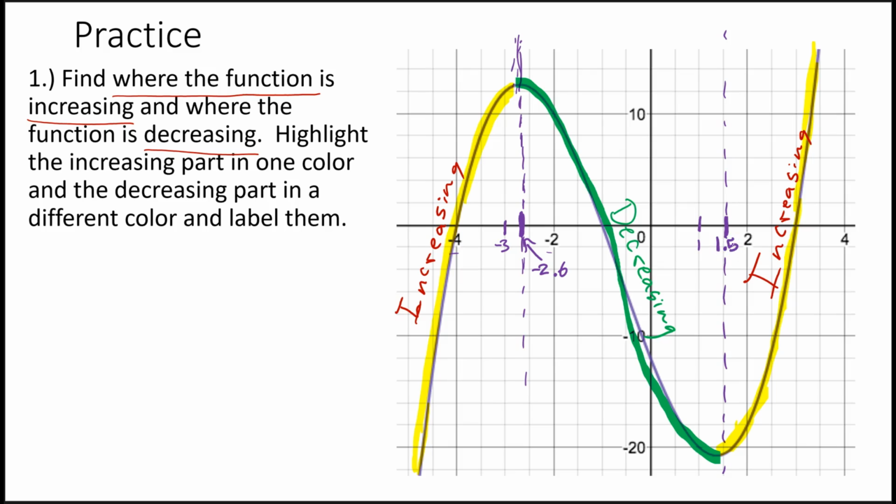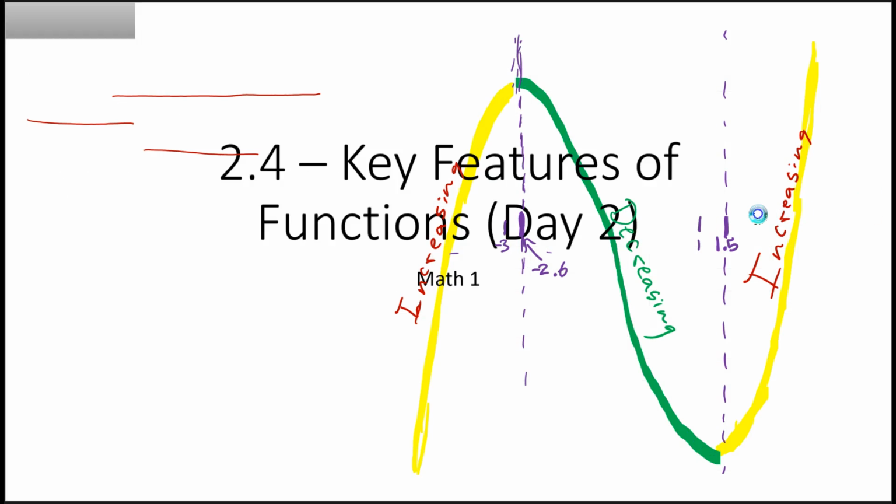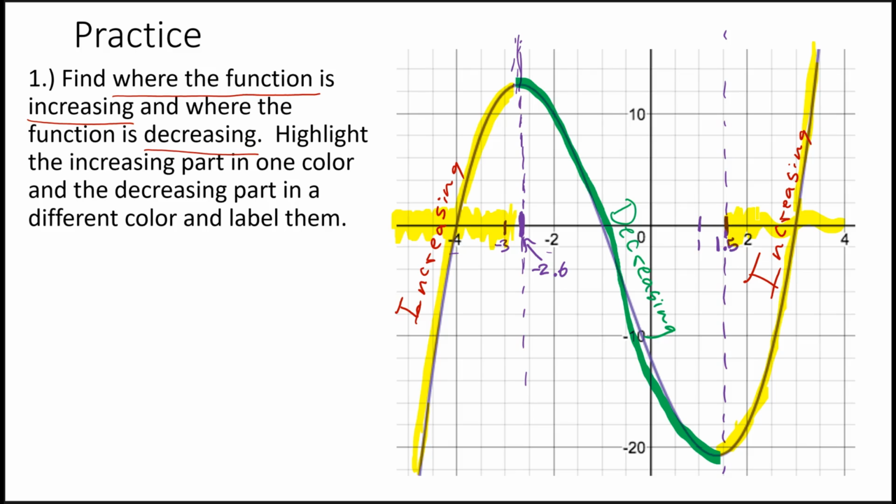So if we're talking about our actual x-axis, these x values are where our graph is increasing, same as over here. That portion of the graph is increasing as well. And then in between, that portion of the graph is decreasing. So we go ahead and write that out.